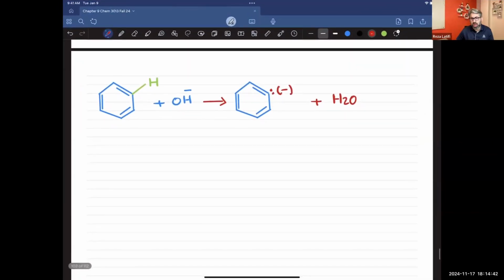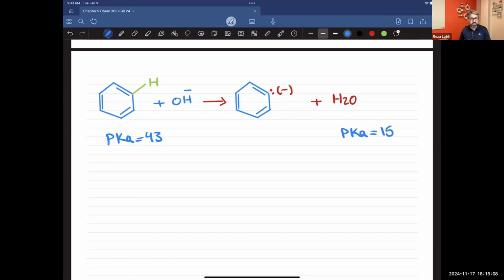Now, the question is, why on earth do we need this electron withdrawing group? What's the purpose of it? Let's check simply benzene and treat it with OH and see what will happen. The pKa of benzene is 43. Well, the pKa of water is 15.7. Oh, let's just simply say 15.